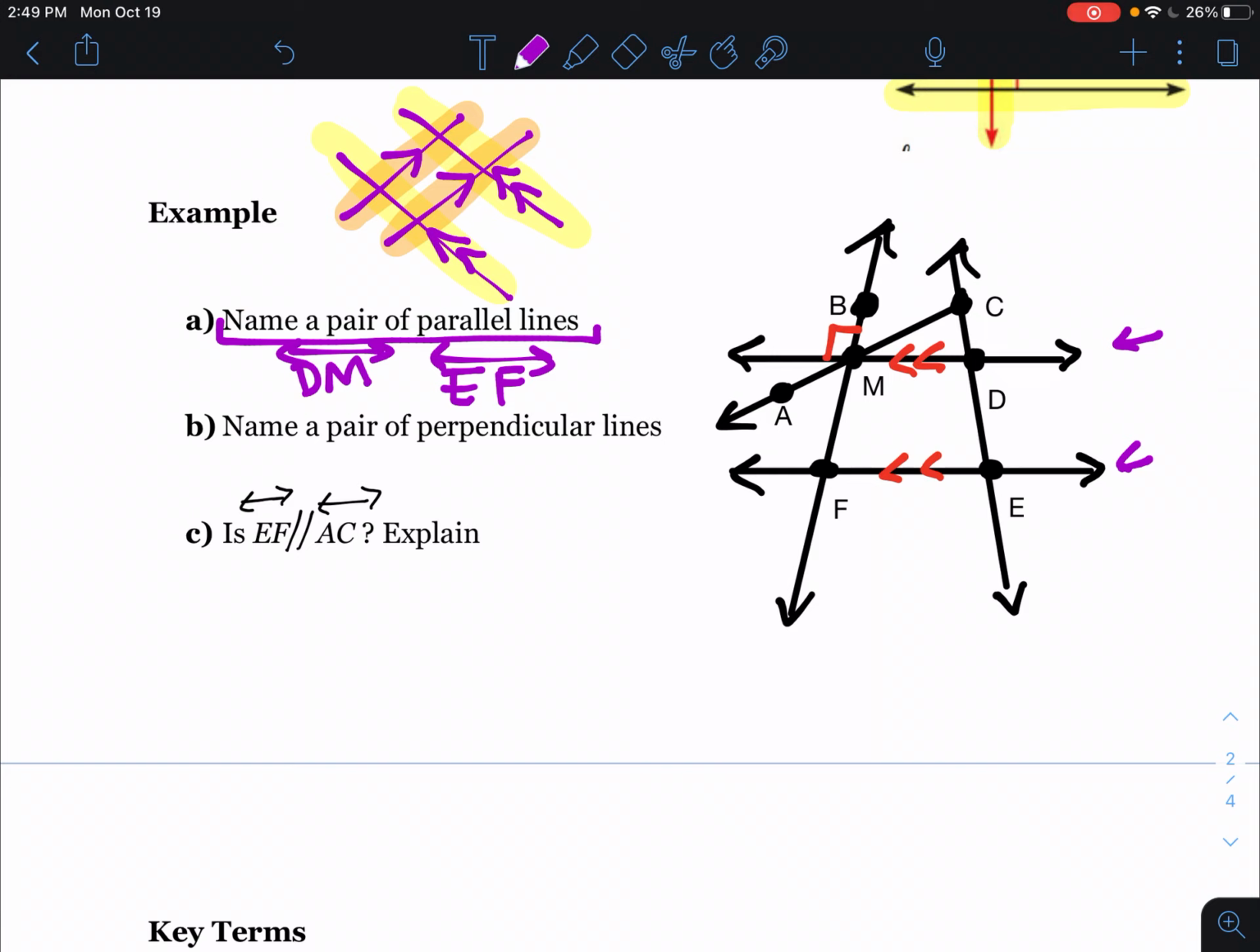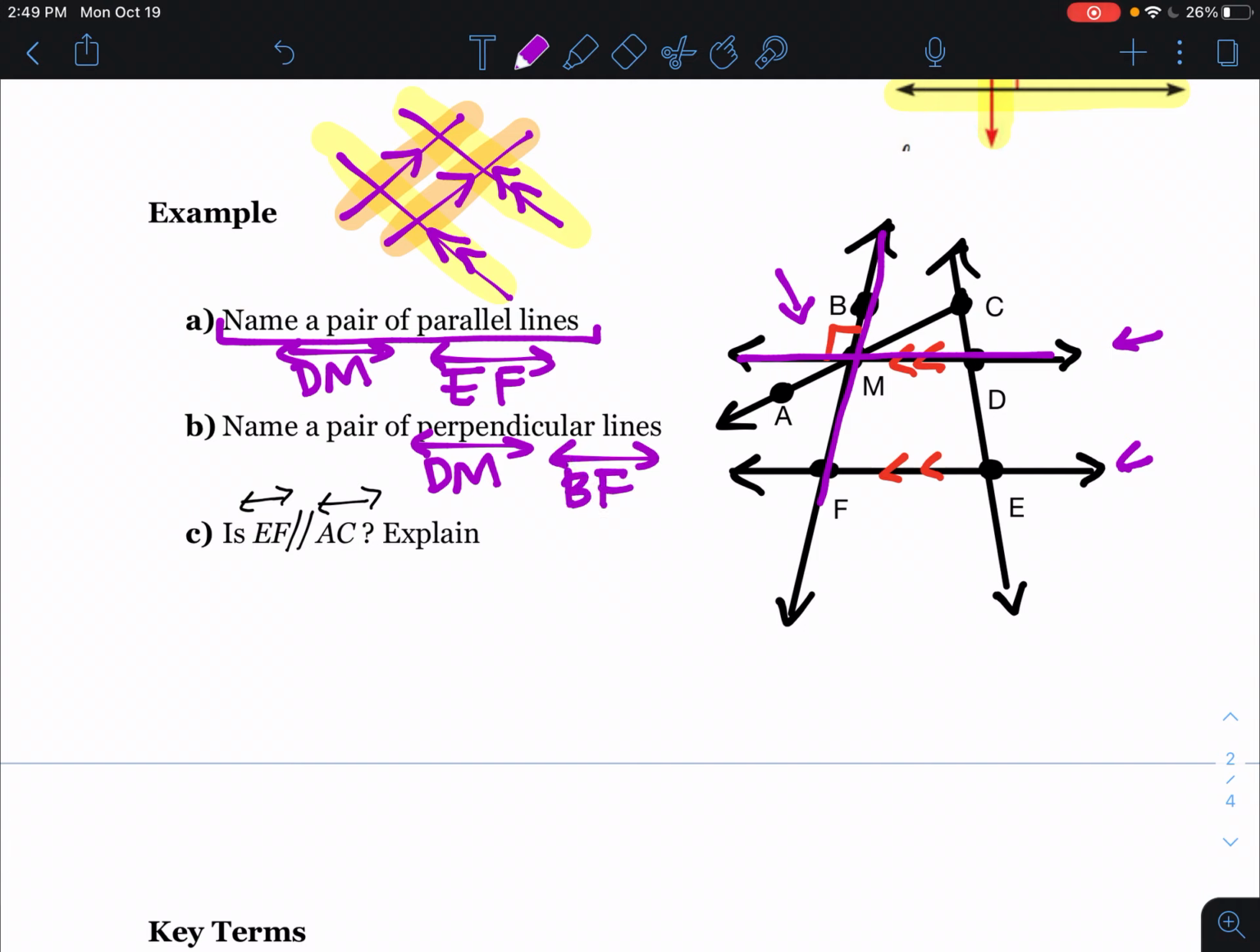That means we're looking for two lines that meet at a 90-degree angle. Usually that's signified by a little corner square. I see a little corner square right here. So which two lines are perpendicular? I see this one. So that's line, we'll call that DM, is perpendicular to this line, line BF.